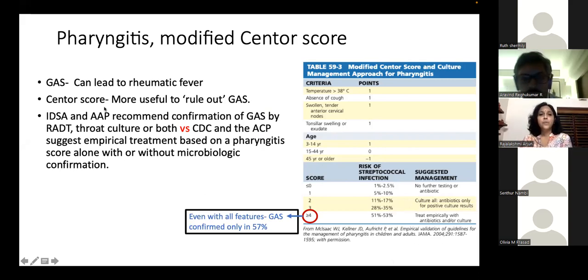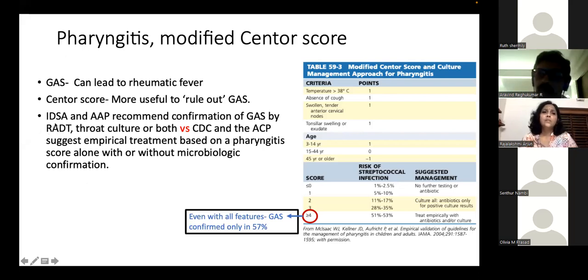There is a difference of opinion between the two bodies, that is IDSA and AAP. They recommend culture confirmation for GAS or RADT before you proceed with treatment. But CDC and ASP suggest empirical treatment based on a pharyngitis score alone without microbiologic confirmation.